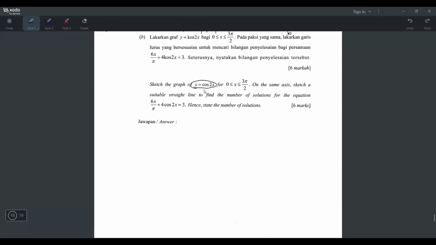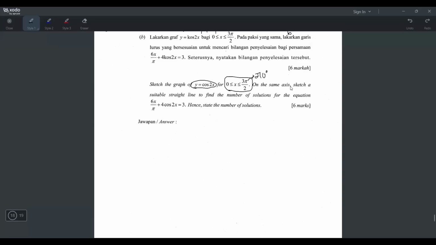Okay, this graph is very easy to sketch. I will just sketch it right away later. But they say they only want you to draw from 0 until 3 pi over 2. 3 pi over 2 means 270 degrees, right? So later I don't have to draw until 360. The extra part I will just erase it later.